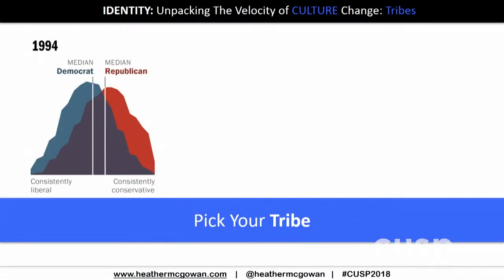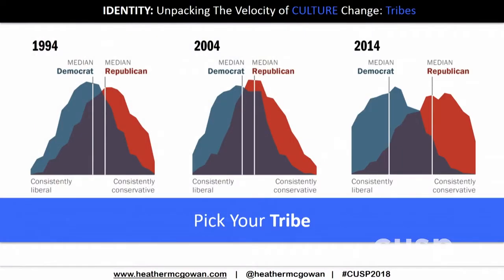So what's happening to our politics is we were sort of a third camp, but the median in each party really wasn't that far apart. We could still have conversations with each other. Now it's an us or them. Because look at what's happened. And can you imagine if they did 2018?